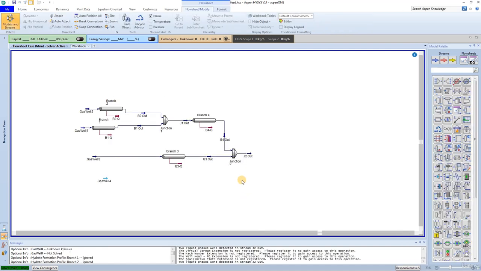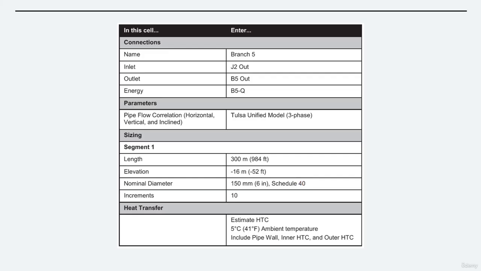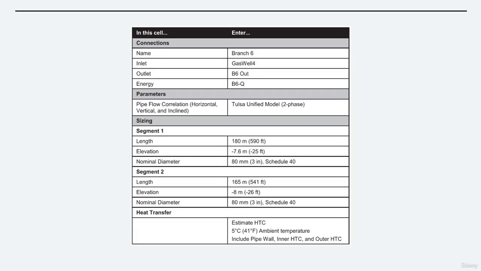Now add a pipe segment downstream of junction 2. Enter the following specifications. Please note that this branch will have water flow, so it's important to set the model to the Tulsa Unified Model 3 phase. After that, tie in the last well, gas well 4, with the pipe segment using the following data. First, there is no water, so the Tulsa Unified Model 2 phase is enough.